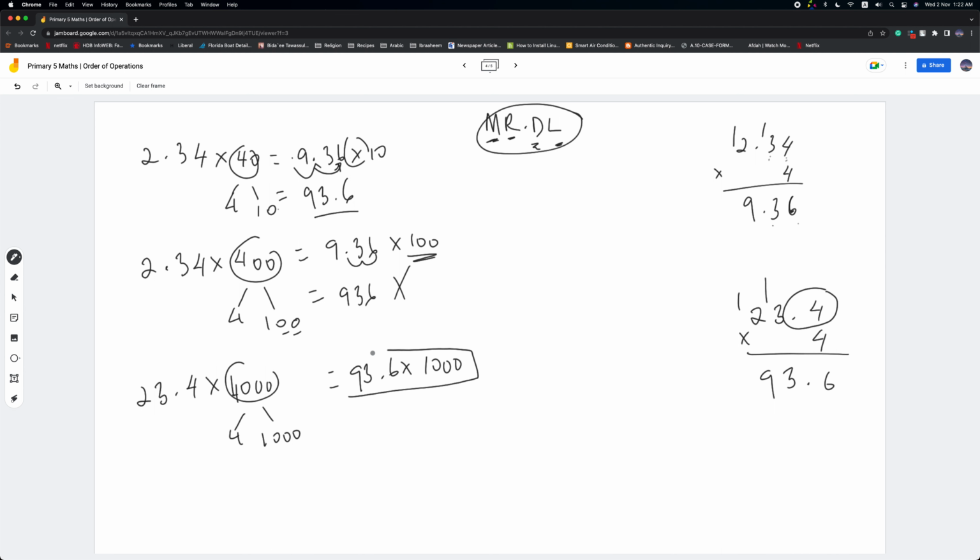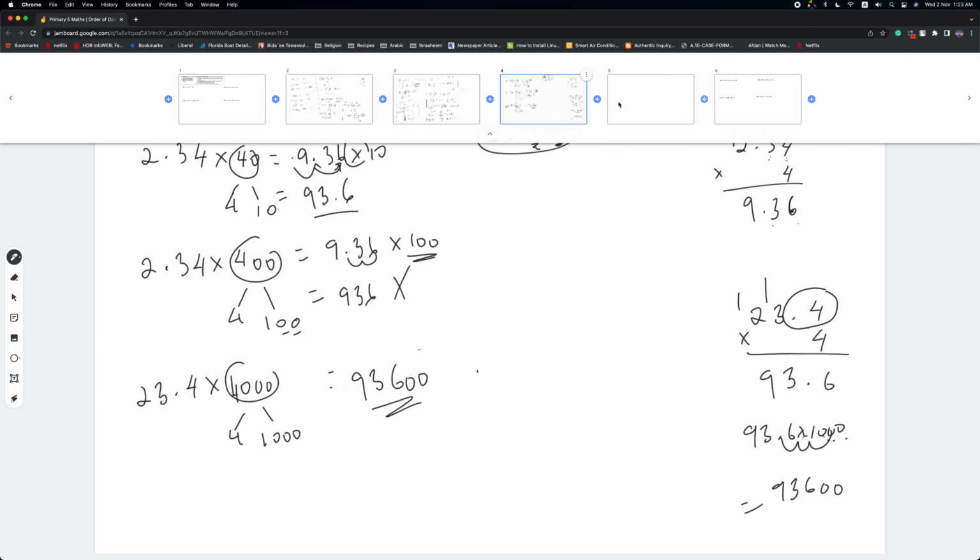So if you think you are going to forget, do not write this. You just leave it blank. Do not write this down if you think you are going to forget. Do it separately. So now you have 93.6 times 1,000, you're going to shift it 1, 2, 3. So there are 2 spaces here. 93.6 and then 2 spaces. So it's 93,600. Alright.